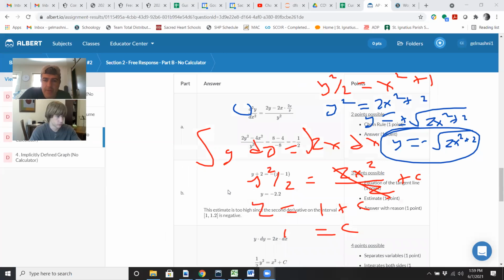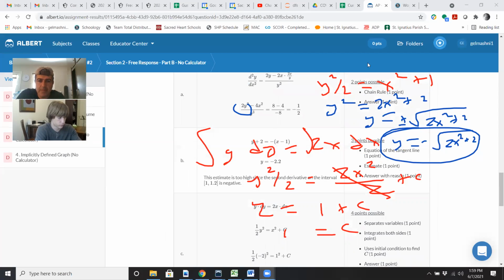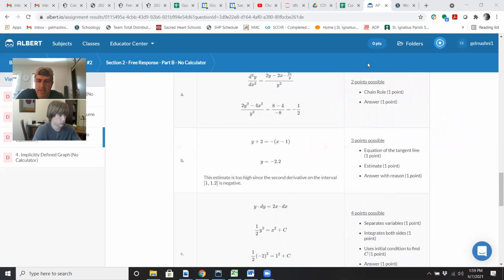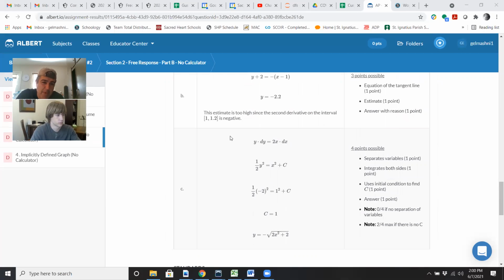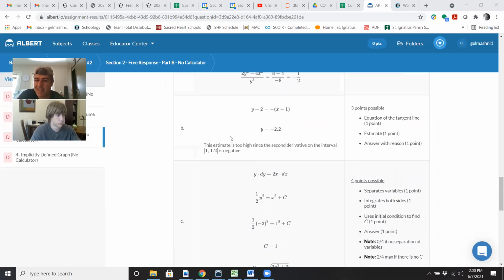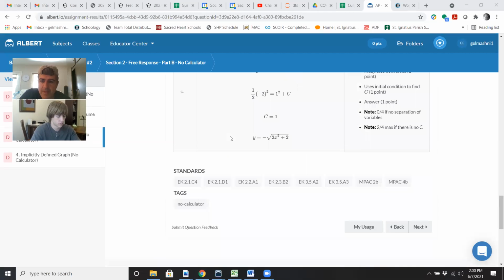2 points for part A, which makes sense: doing the chain rule, implicit, whatever you want to call it, and then 1 point for getting the answer. They have 3 points for part B: getting the equation of the tangent line, estimating, and of course giving the reason. And 4 points for separating, integrating, finding C, and then the actual answer. Usually those are worth 5 points for something like part B. These said there were 6 points back in the day. It was kind of an easier one, I suppose. But yeah, I think that's a good kind of problem that covers everything.